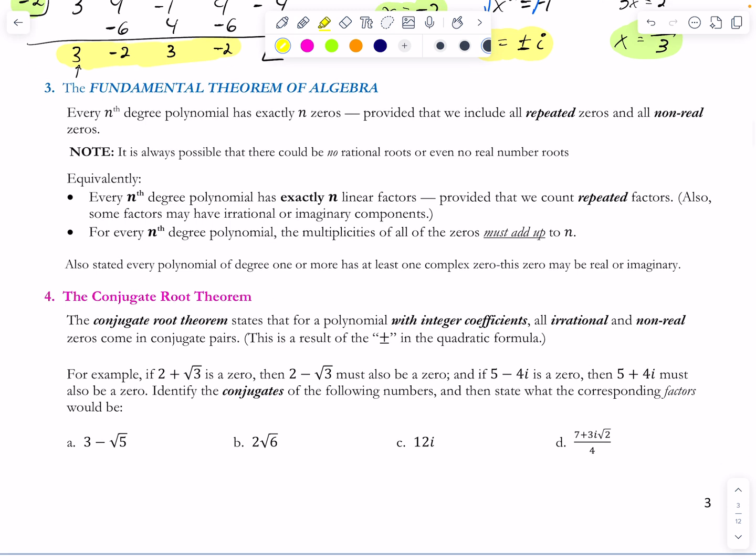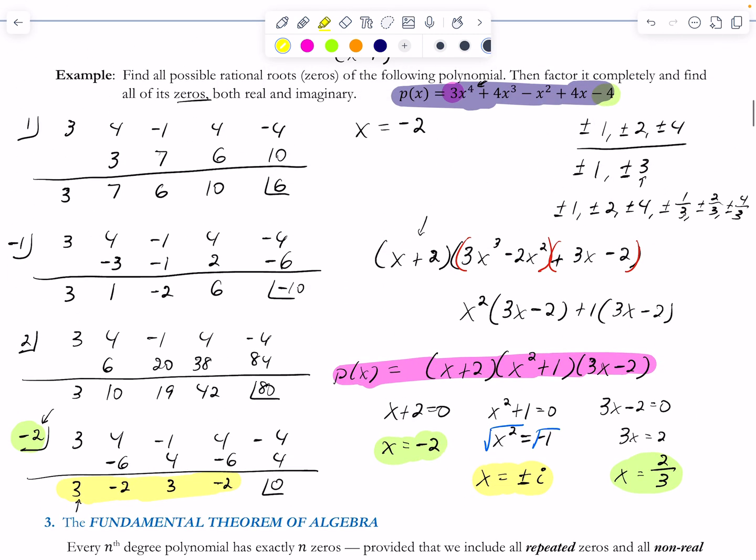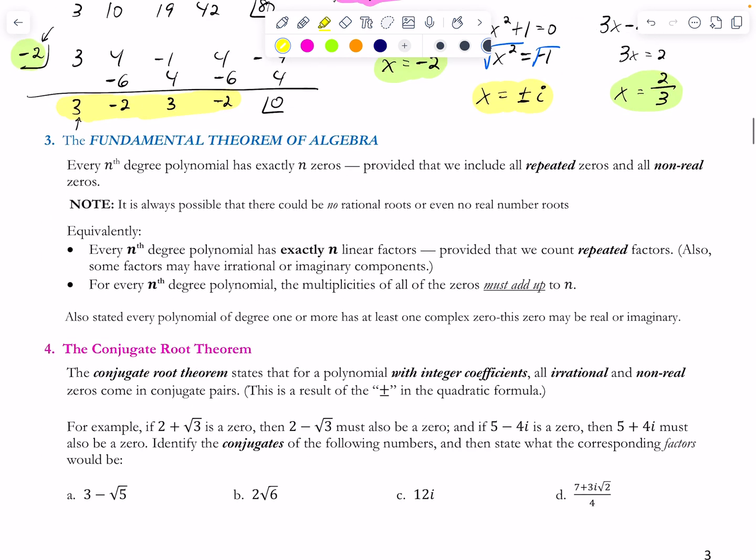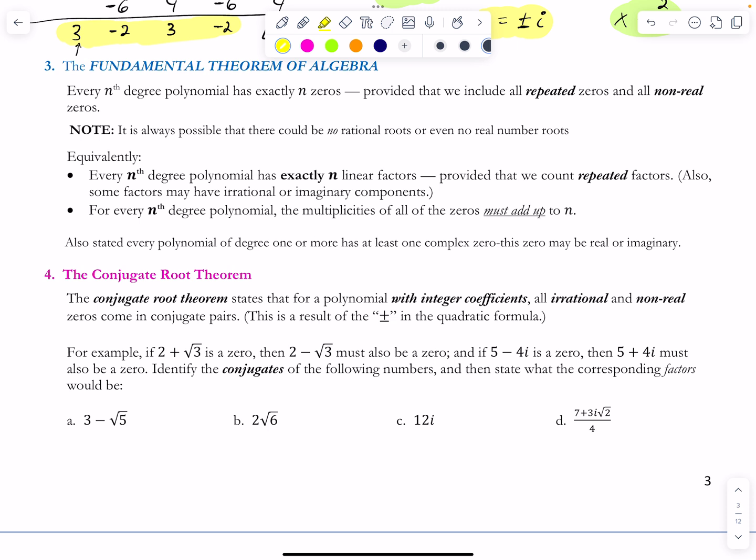All this is really stating is that for every polynomial, whatever the degree is, like the one we just did had a degree of 4, then you're expecting to see 4 total roots. Again, they may not all be real, they may all be real, they may all be complex. All you're looking for is that they add up to that highest degree. So in this case, the highest exponent was 4, so the degree is 4, which had 4 zeros.